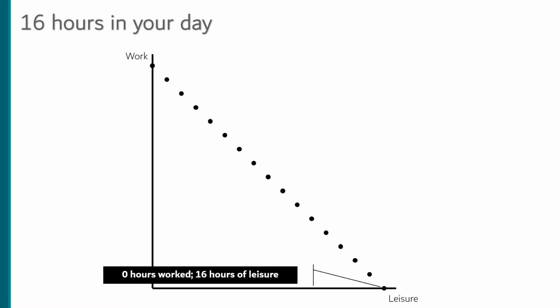Of course, there's even more possibilities than the ones we plotted here. Anything in between these points is an option, like working for 8 hours and 15 minutes and having 7 hours and 45 minutes for leisure. This line represents all of those infinite possibilities.